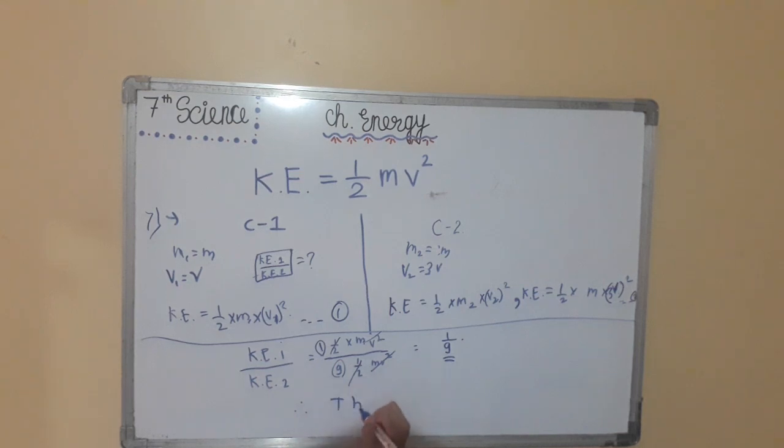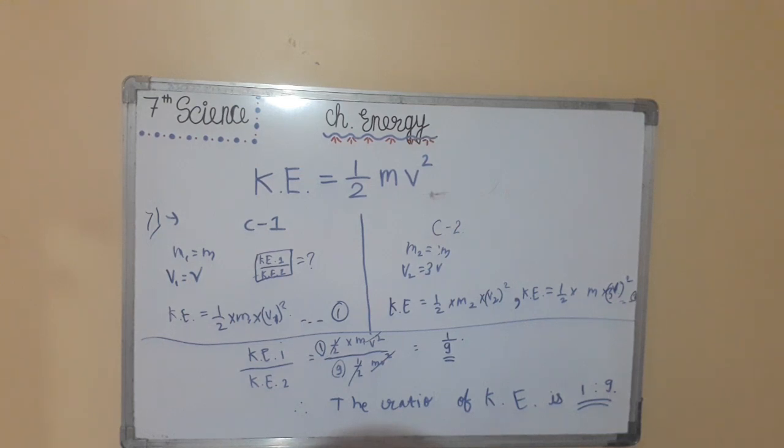Therefore, the ratio of kinetic energy is 1:9. I hope you have understood this question.